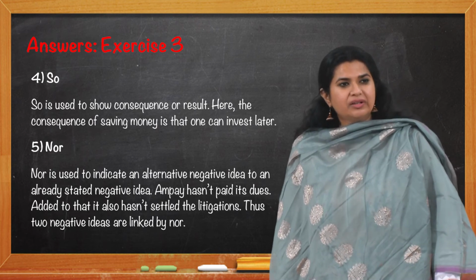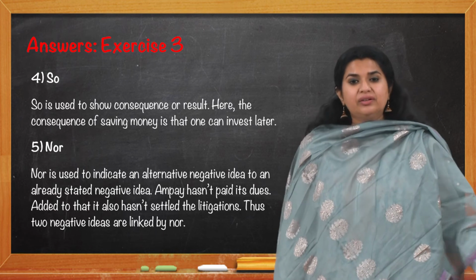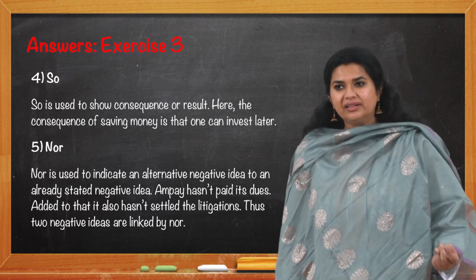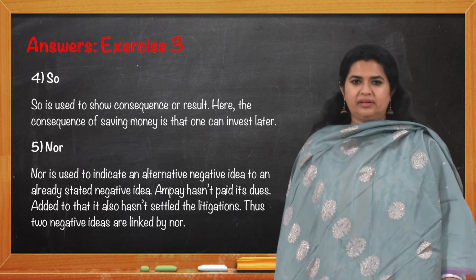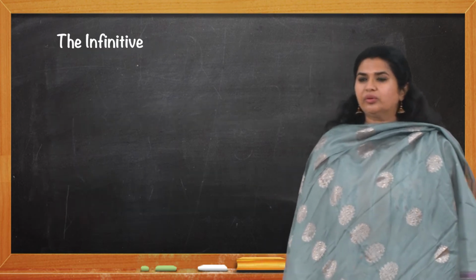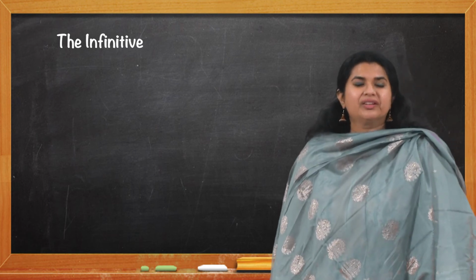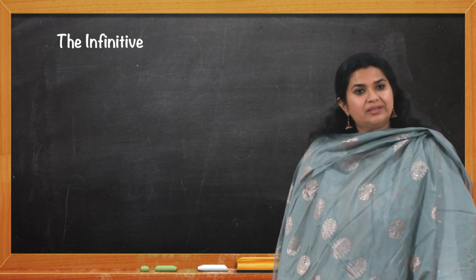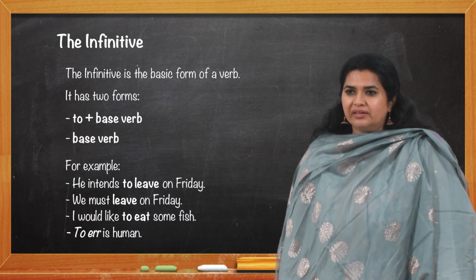Remember here what is the sense? MP hasn't paid its dues. Added to that, it also hasn't settled the litigations. Thus, two negatives are linked by nor. And from here we move on to what we earlier talked about, one of the objectives, gerund and infinitives. So, let us start with infinitives. What are infinitives? Now, look at the slide here.